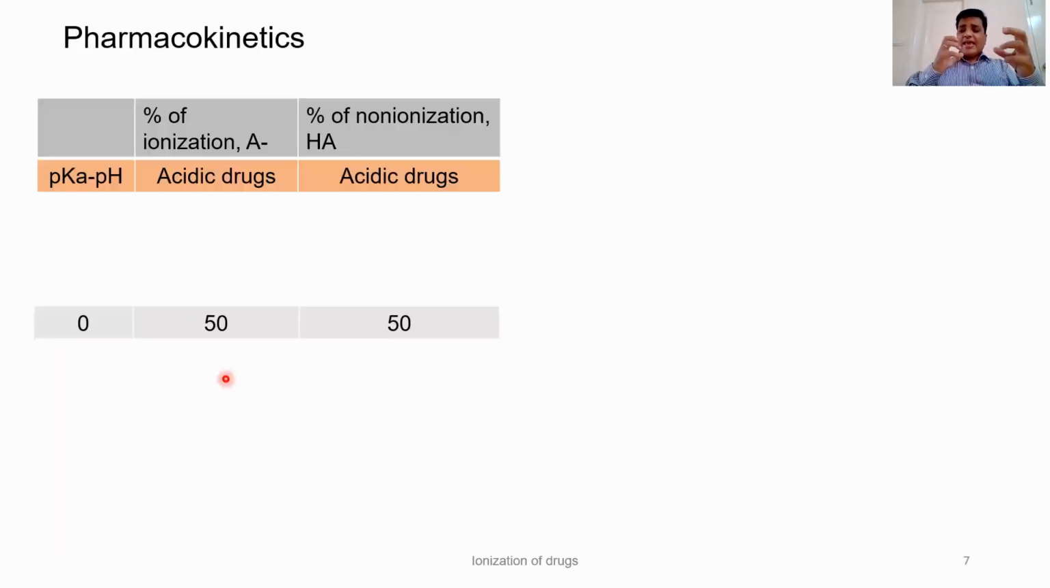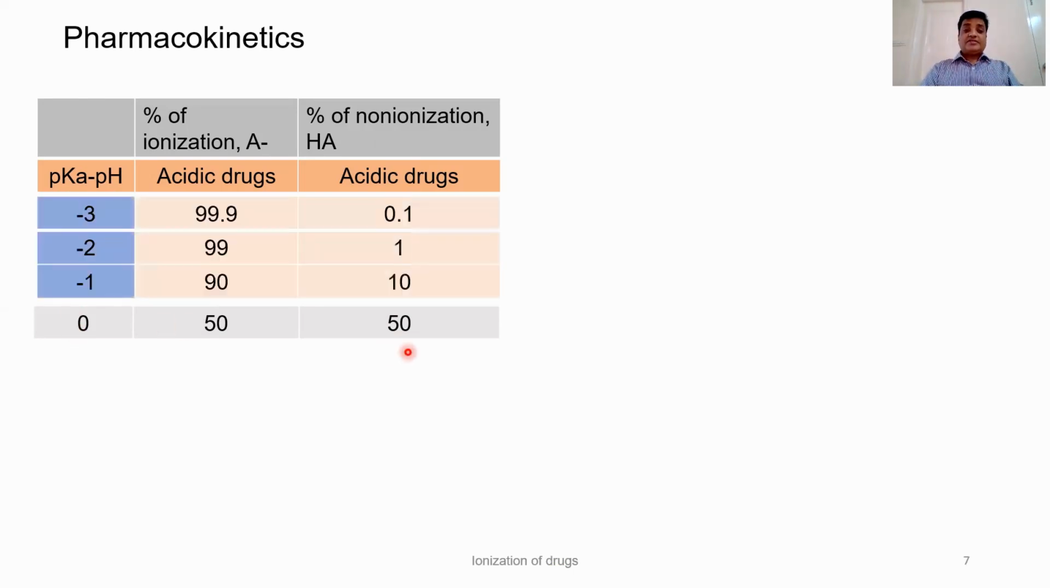Now, pKa, what is it? It is the pH at which the ionized and unionized forms are 50-50%. When the pKa minus pH is 0, which means they are the same, they are 50-50%. Now, this is the key.